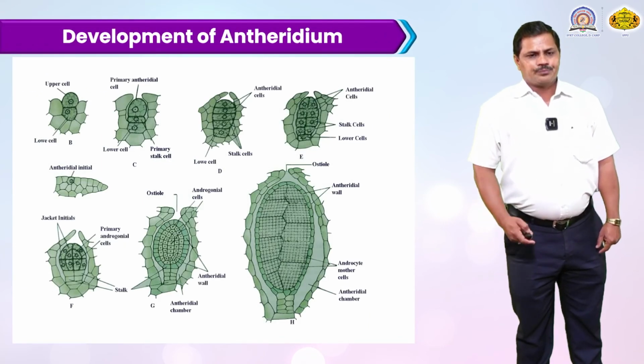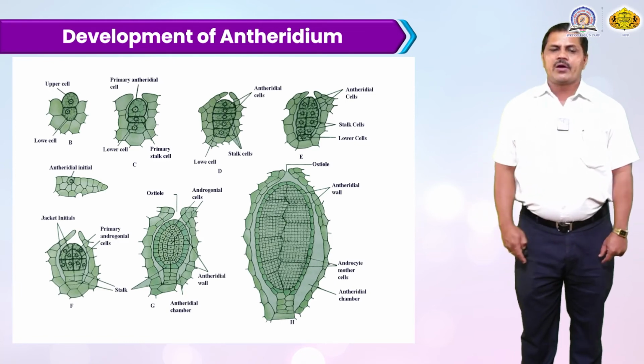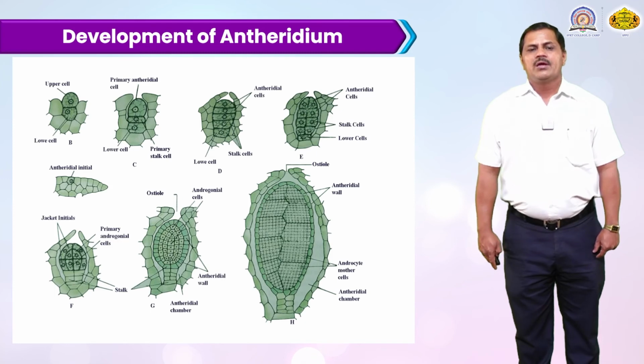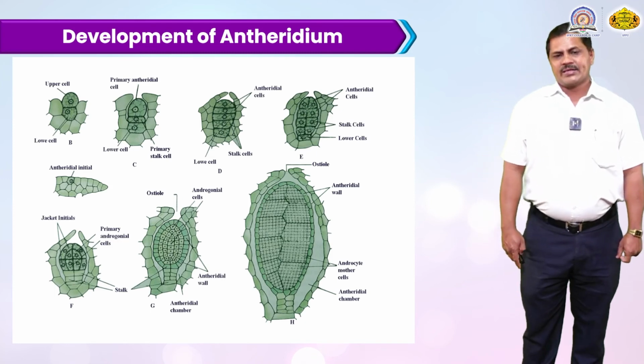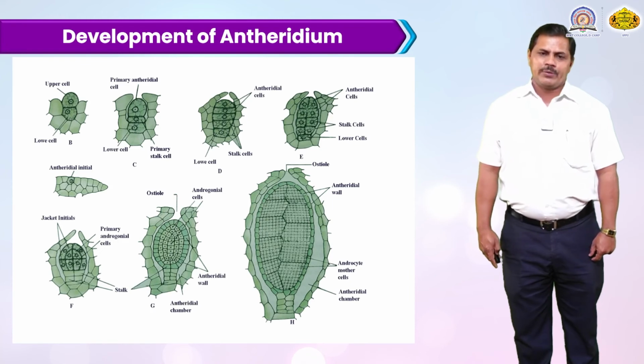Development of the antheridium. First, the initial cell divides into a two-cell structure. After the division, the upper cell develops into the primary antheridial cell, and the lower cell is called the primary stalk cell.